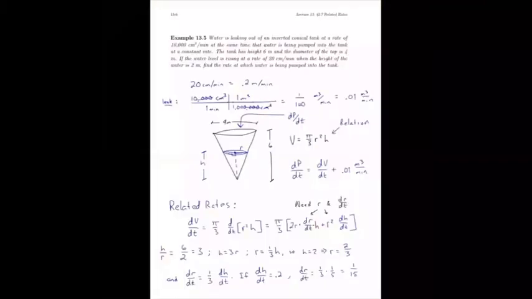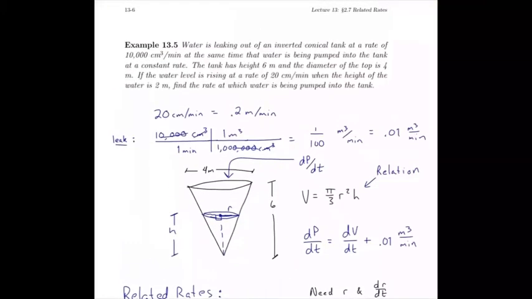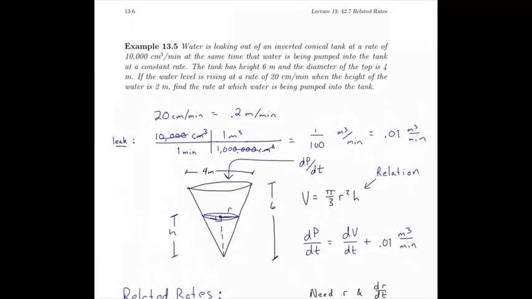Okay, so one more example, and this one's a bit tough as well. This involves a conical tank of water, water leaking out of it, and water's being poured into it. And we know the dimensions of this thing. So let's just get to work reading it, right? Water's leaking out of an inverted conical tank. In other words, the cone is pointing downward, right? The apex of the cone is down, an inverted conical tank, at a rate of 10,000 cubic centimeters per minute.